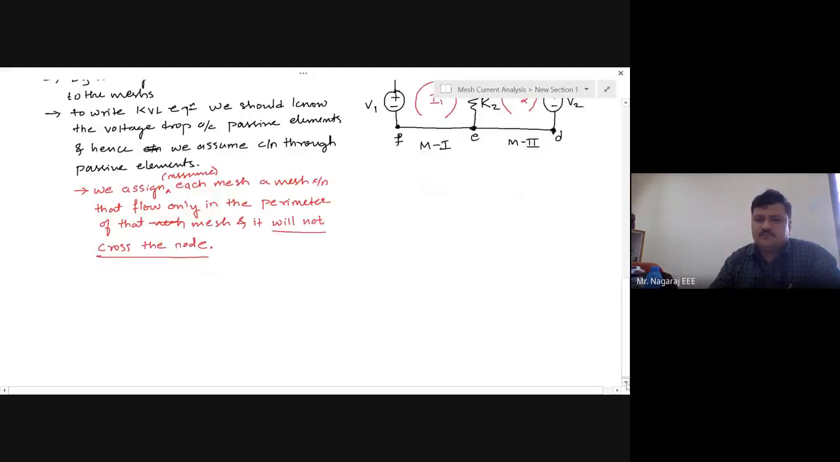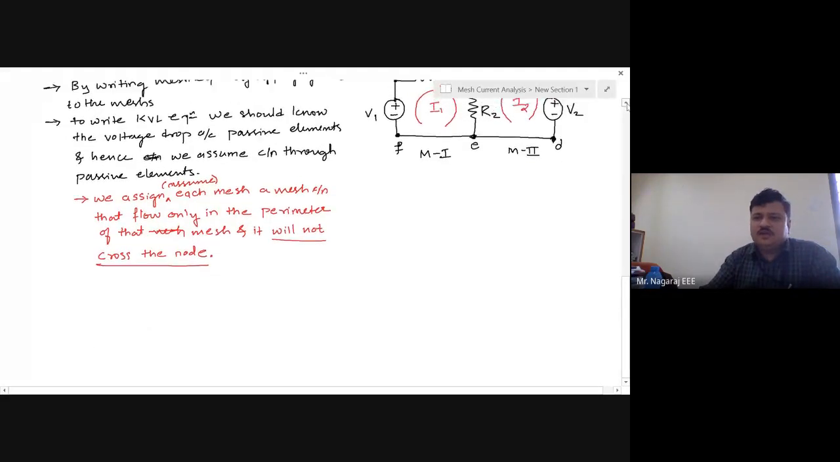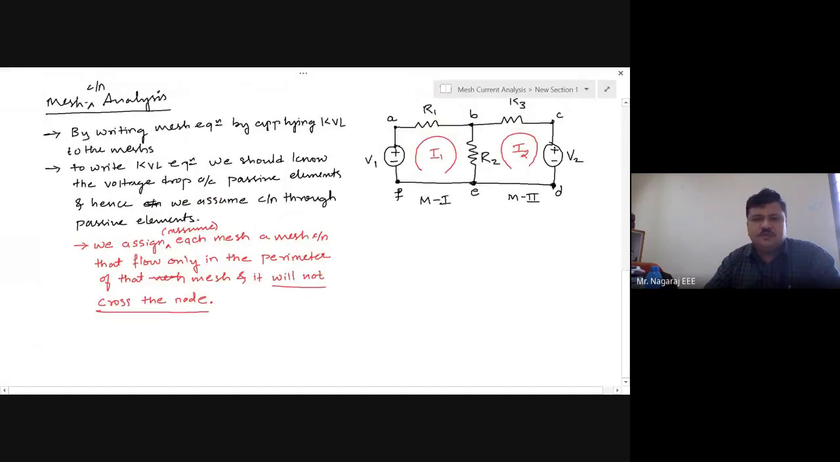Okay. Now, I have assigned a current to each mesh, and I will write the KVL equation. Now, what should be the direction of current? I haven't marked any arrow mark here. What should be the direction of the current? Clockwise. Direction of mesh currents. Okay. It can be clockwise or anti-clockwise.